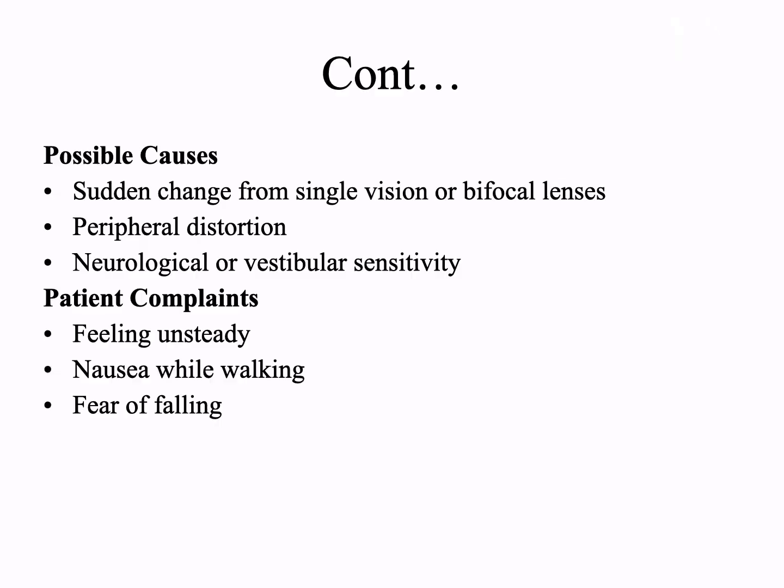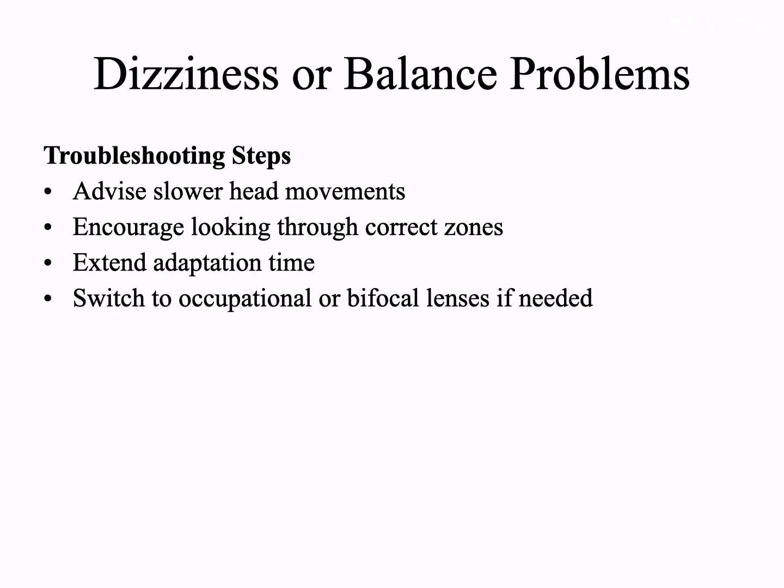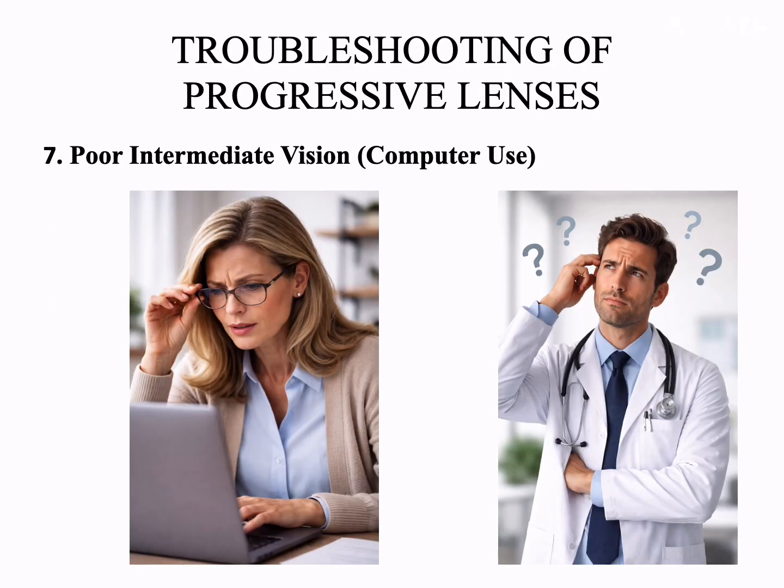Patients might complain of dizziness or balance problems. And what could be the possible causes? Sudden change from single vision to bifocal, peripheral distortion, and neurological or vestibular sensitivity. Patients might complain of feeling unsteady, nausea while walking, and fear of falling. And what could be the troubleshooting steps? Advise slow head movements, encourage looking through the correct zones, extend adaptation time, or switch to occupational or bifocal lenses if needed.